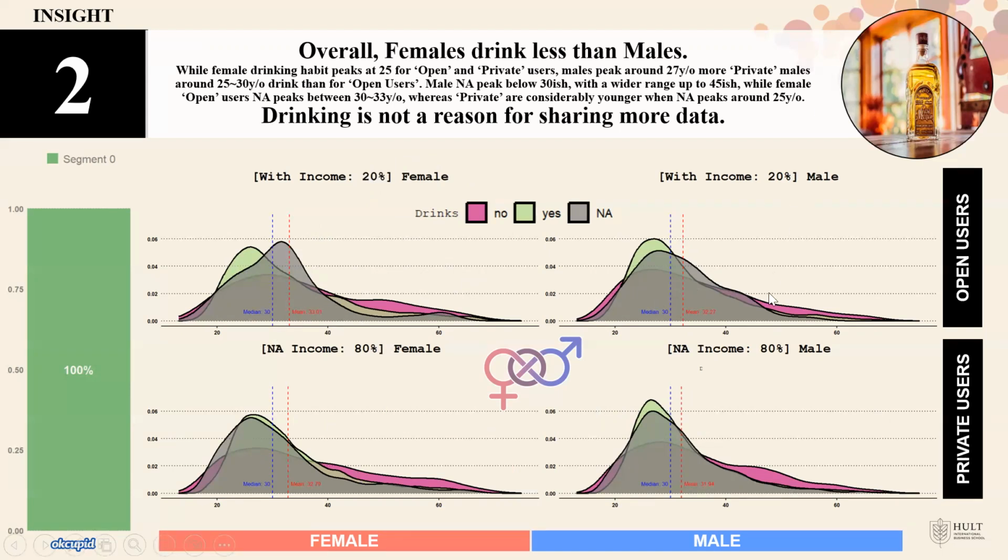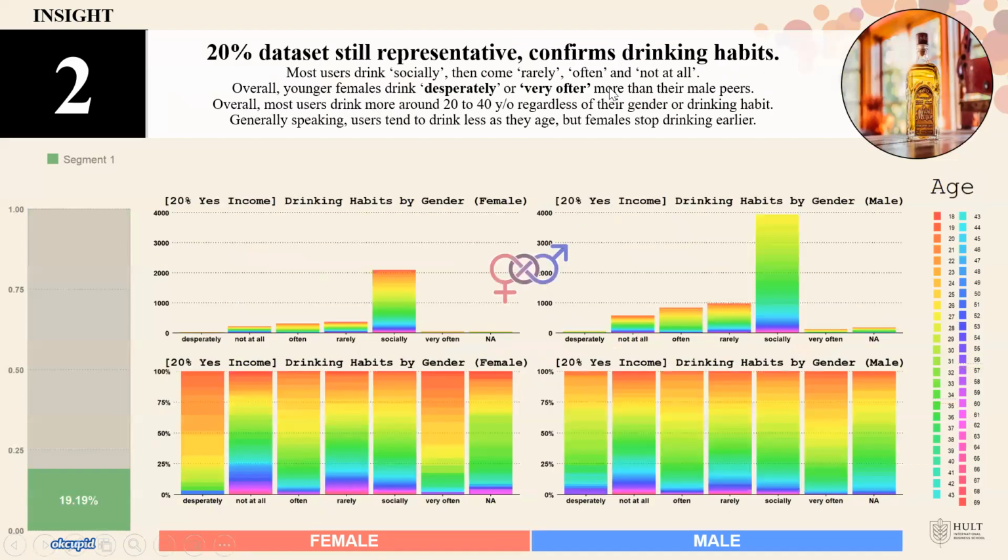And now on the right side, we can see that men usually drink more while they're younger, and pretty much the same thing for both genders. When it comes to analyzing the drinking habits as given originally, we can see that for frequency, most of the users are males, and that the biggest group is the social drinkers. We can also see that overall, younger females drink more than their male peers. Overall, most users drink more around 20 to 40 years old, regardless of their gender.